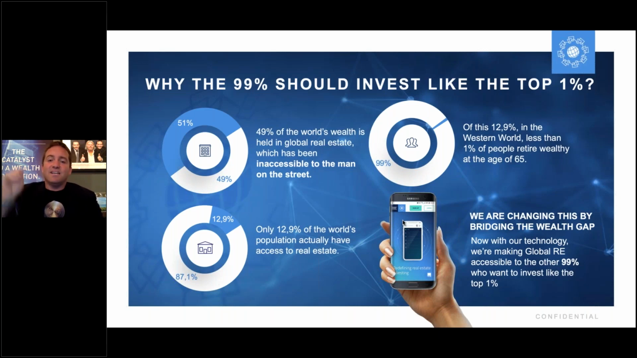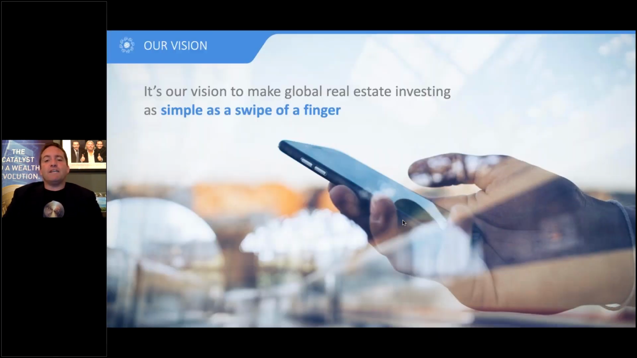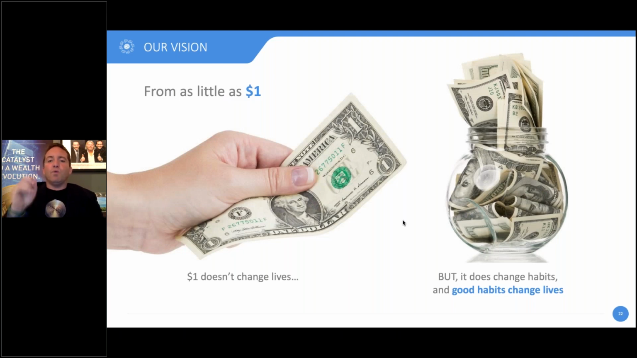And statistically, that doesn't end well. And so we decided to change that. We decided to empower the 99% to be able to invest like the top 1%. Our vision is to make investing as simple as a swipe of a finger. And ultimately, one day, we want to get it down to $1 per person per investment.